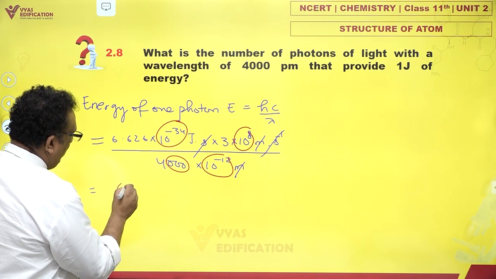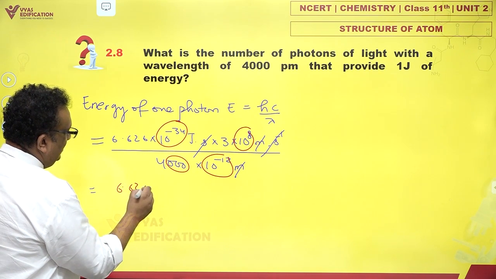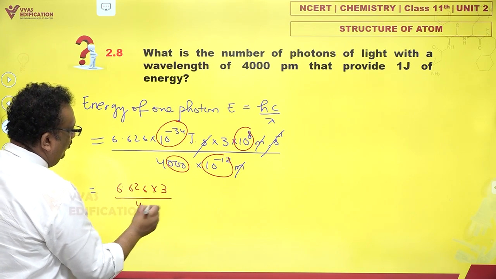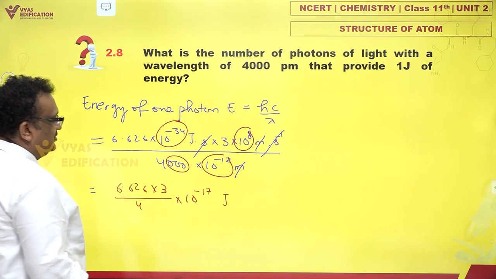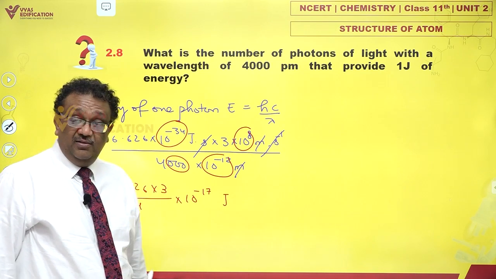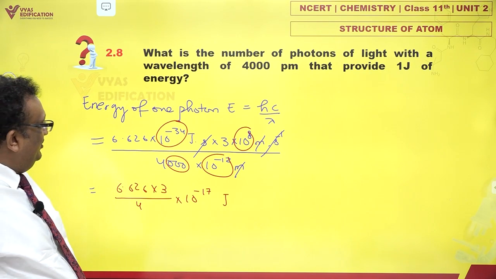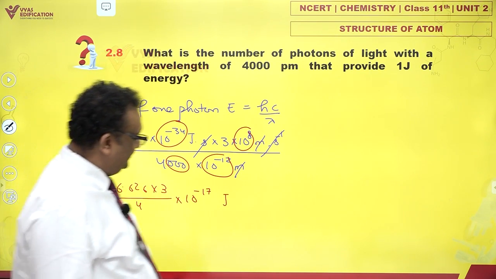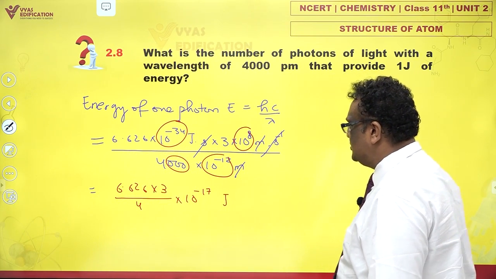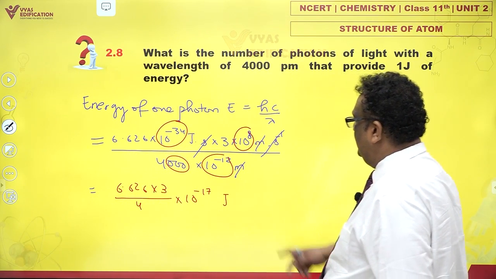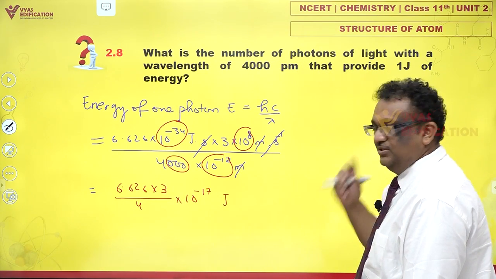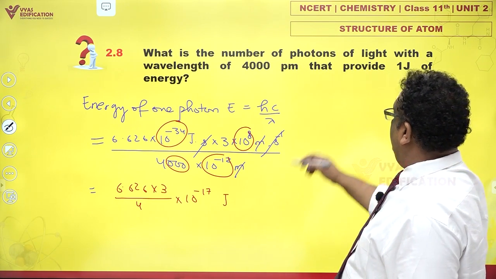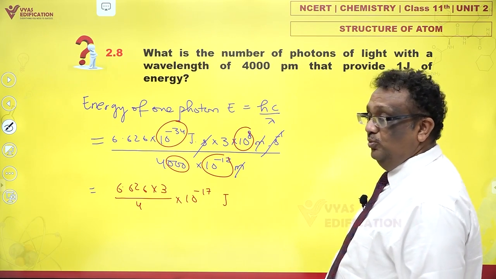So 6.626 into 3 by 4 into 10 raised to minus 17 joules. Okay, this is what you get? Yes, this is what we seemingly get. Fine. Just check once. 20, yeah, the minus 14, 15, 16, 17. Yes. Now, we need a total of 1 joule.